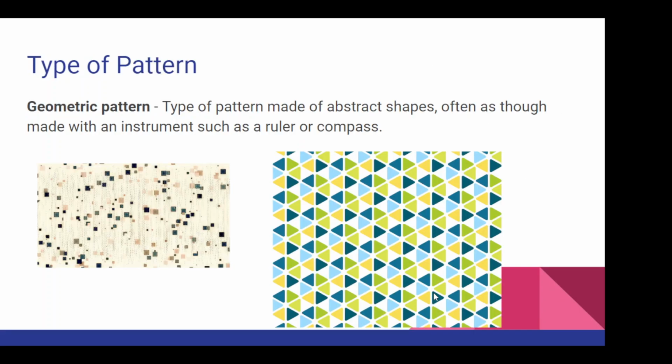Another term to know is geometric. A geometric pattern is simply a type of pattern made of abstract shapes, often as though made with an instrument such as a ruler or compass. So there is no recognizable object in there. It's not a repetition of apples or flowers. It's just shapes that get repeated in a certain manner, whether it's sequential or non-sequential.